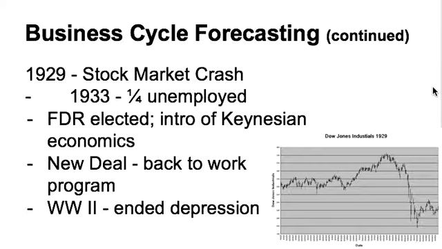By 1933, a few years later, 1 of every 4 was unemployed. That's a 25% unemployment rate, which is absolutely massive, and that's not taking into account discouraged workers, those who stopped looking for work anymore. FDR, after being elected, introduced a type of economics called Keynesian economics. The idea is that we're going to spend our way out of this problem. He created a program called the New Deal.